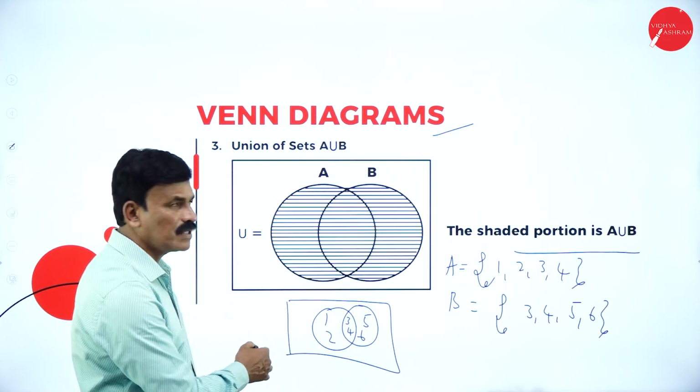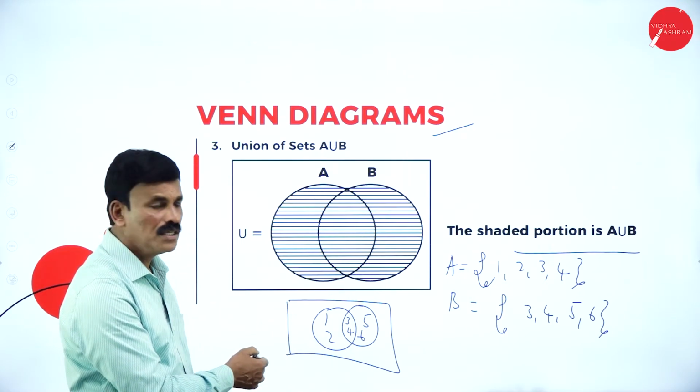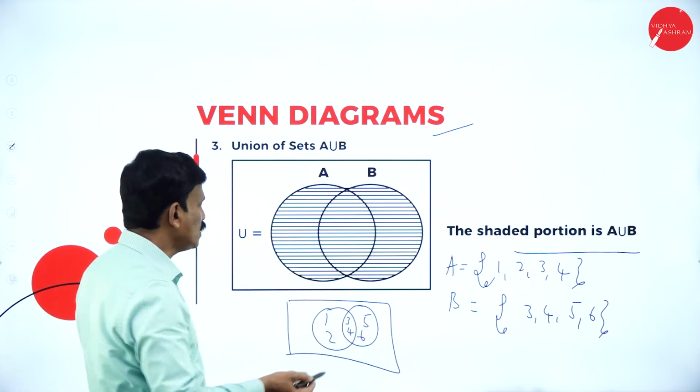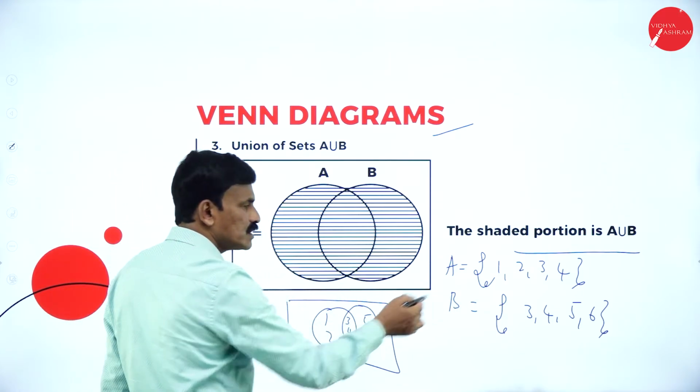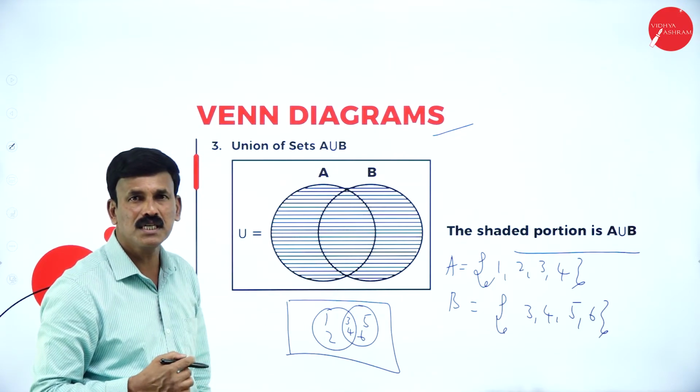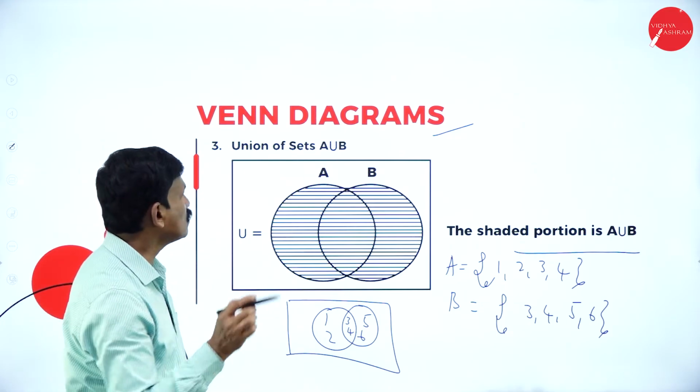So write down the common elements, then all the elements which are in A. A contains 1, 2, 3, 4. All the elements which are in B, B contains 3, 4, 5, 6, including the common elements. This is how we represent A union B using a Venn diagram.